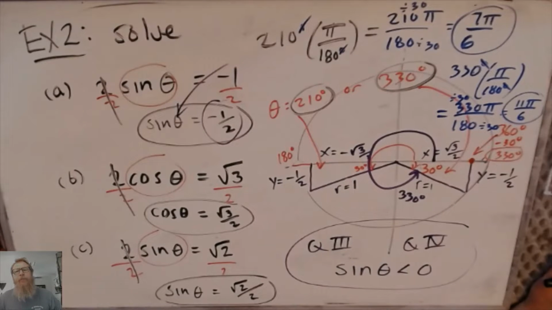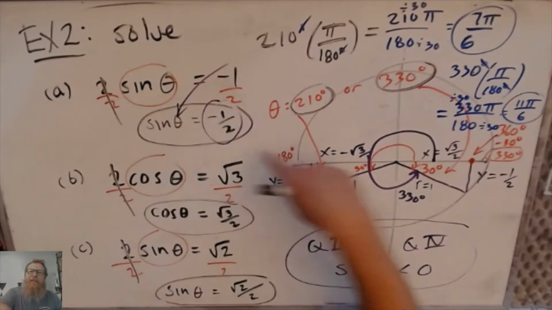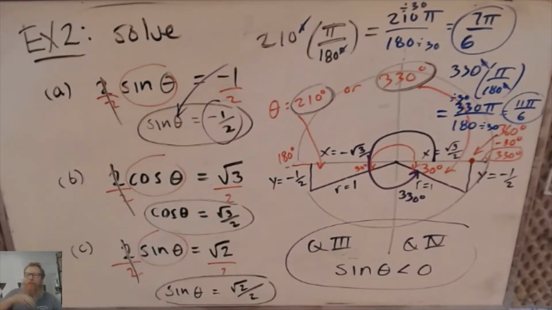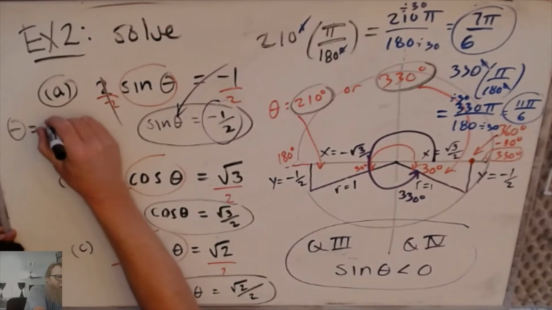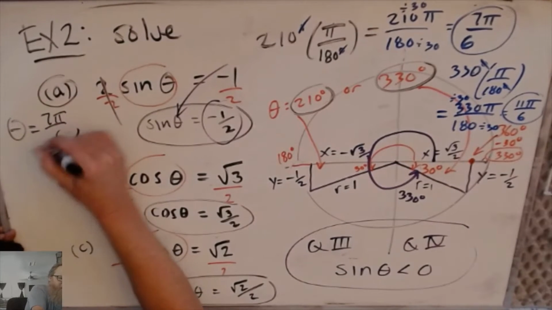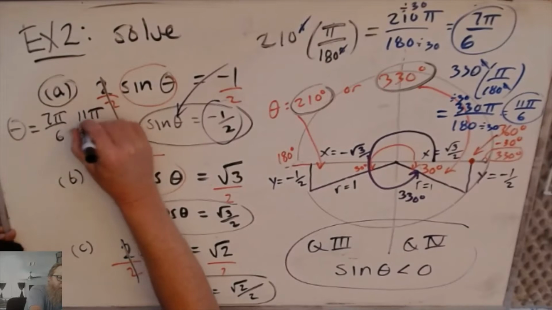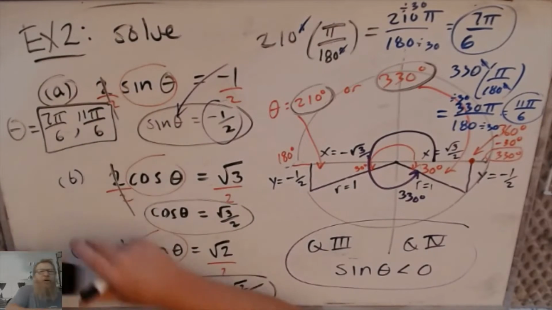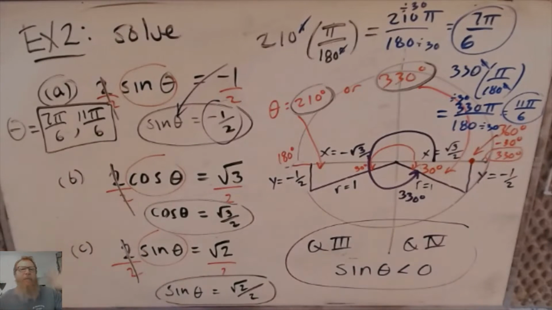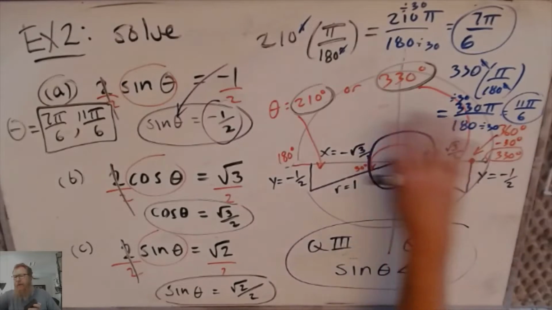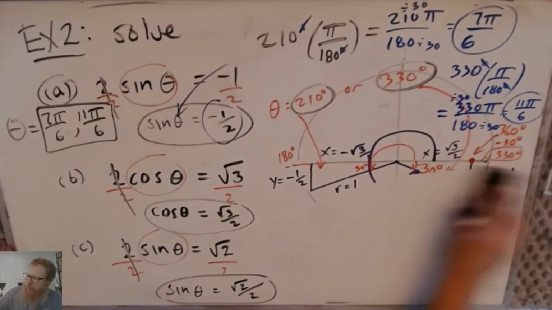Okay. I spent a lot of time on part A so that you get the idea. Now that we've got part A, we could probably go through and answer all the rest of them. Let me just stash my answers over here. For part A, the answers are 7 pi over 6, comma, 11 pi over 6. You don't need to put any parentheses, brackets, braces, fancy pants on your answer. Just type the two answers in, separated with a comma. Okay. All right, I made a real mess of this, so I'm going to have to clean it up a little bit.